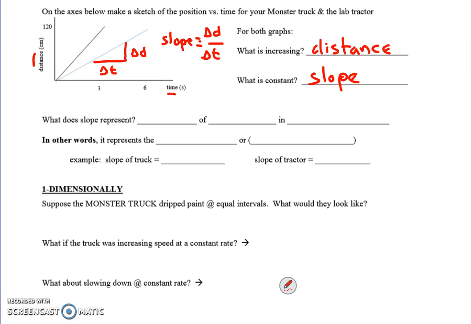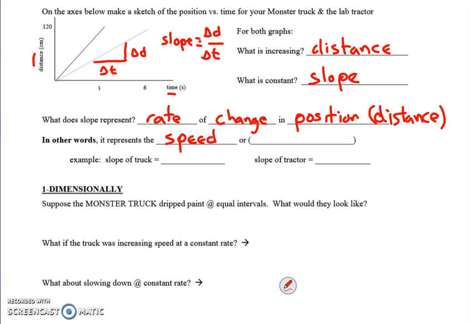So anytime you have time in the denominator, that's a rate. So the slope of this graph represents a rate of change. That's what this triangle stands for. Delta is the Greek letter delta. Change in what? Well, whatever the numerator. In position. Okay? And really, what we're talking about specifically here is distance, but in general, it's a position. So you're basically saying how quickly this object is changing where it is. And we have a word for that. All right, it represents the speed. Okay, or we'll differentiate later, velocity.